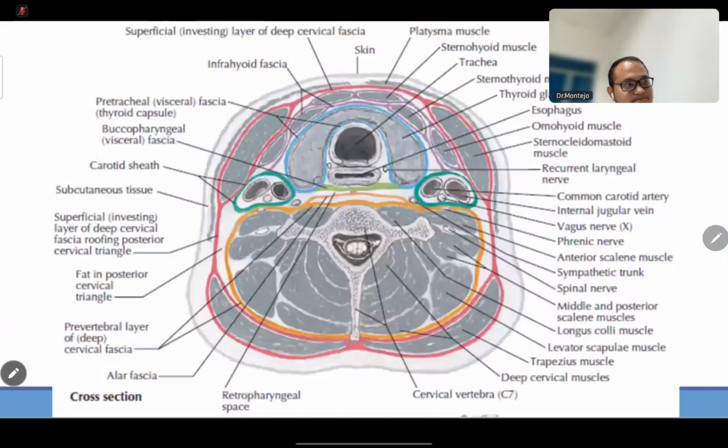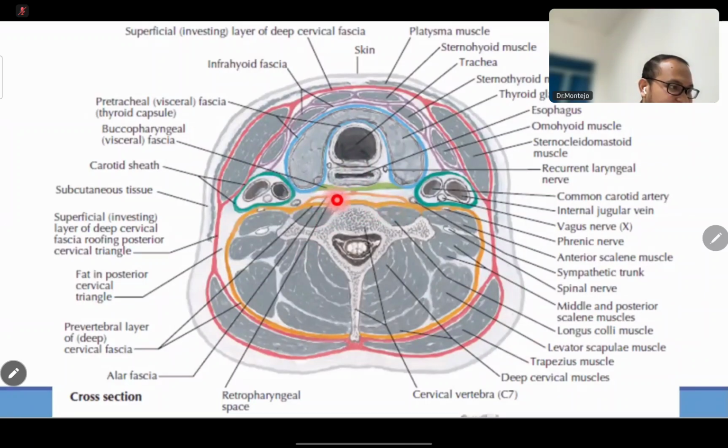So here is an illustration of the different spaces. For your retropharyngeal space, take note, it can have laterality. During a CT scan, if you can see that the bulge is just on the left or right, you can say it is retropharyngeal.